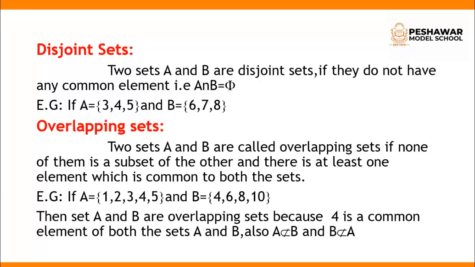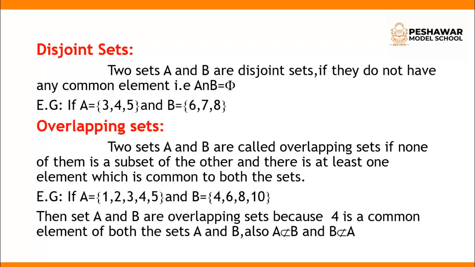The word disjoint means two sets A and B are disjoint if they do not have any common element. It means whenever we have two sets, set A and set B, and there is no single element that is common between these two sets, they are known as disjoint sets. That is, A intersection B is equal to the empty set.